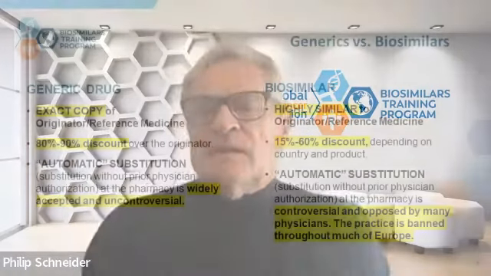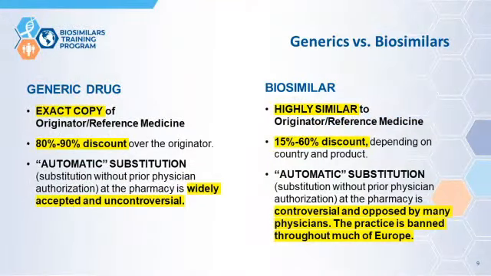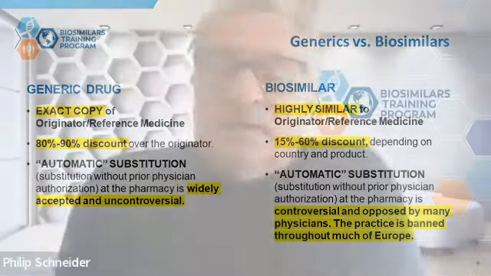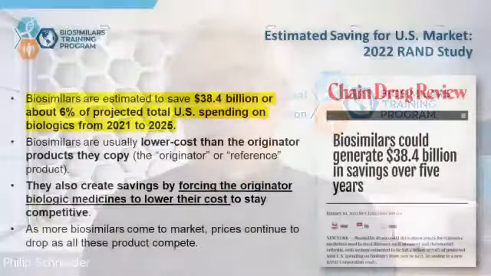Biosimilars are different in that they aren't identical, and so the discounts aren't quite as significant as with generic drugs, usually 15 to 60% discount, and they cannot be automatically substituted. By automatic substitution, that means that a pharmacy can substitute one medicine for the next. In other words, say a cheaper biosimilar for an originator or a reference product without contacting the physician beforehand. This is a much more controversial concept because it's opposed by many physicians. And in Europe, in fact, this practice is banned throughout most of the European countries.